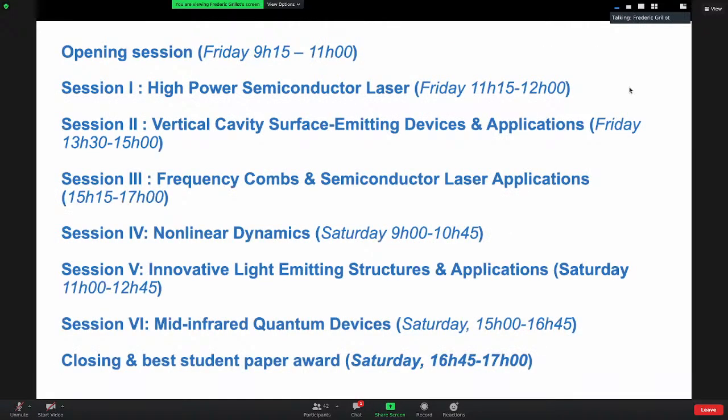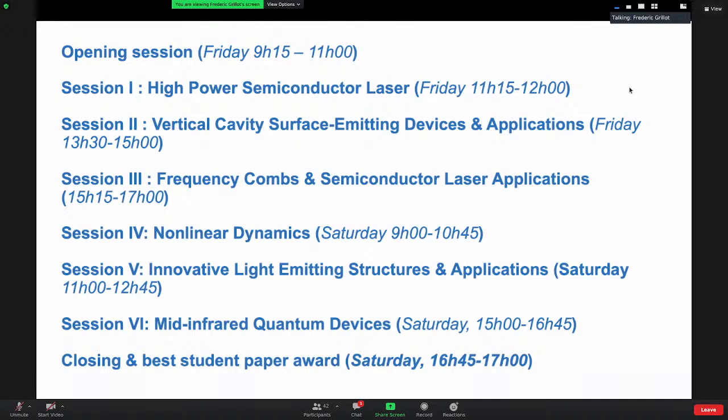All right, so these are the different sessions we are going through. We are in the opening session, and in this opening session, we will have 2 talks from Zurich women scientists. We will start with Professor Ursula Keller for a keynote talk, and then we will move to our first invited speaker. So we have 6 sessions.